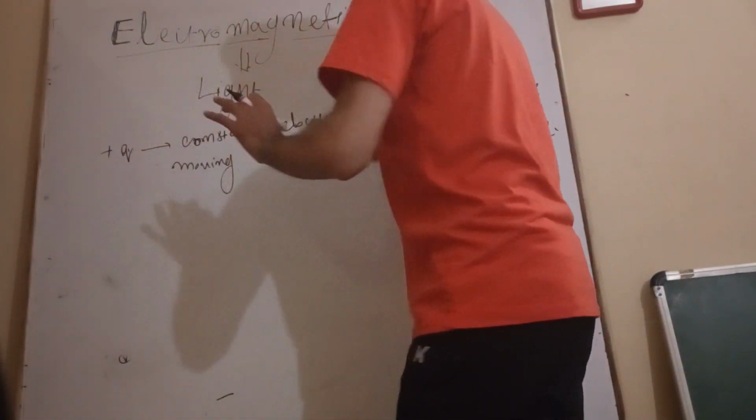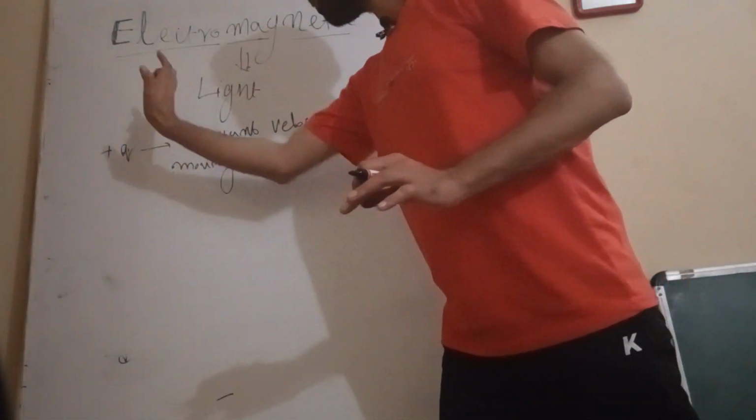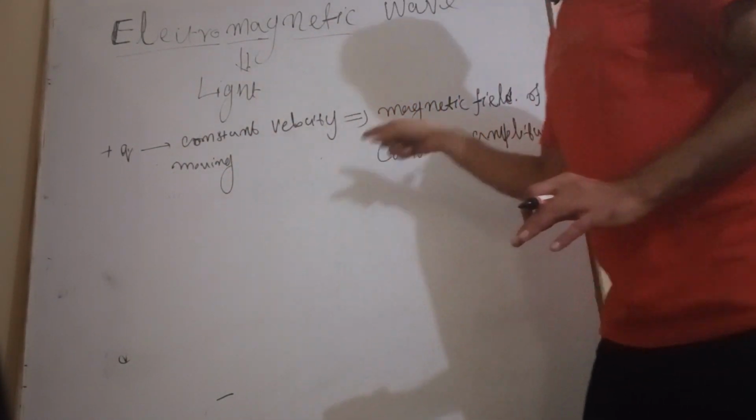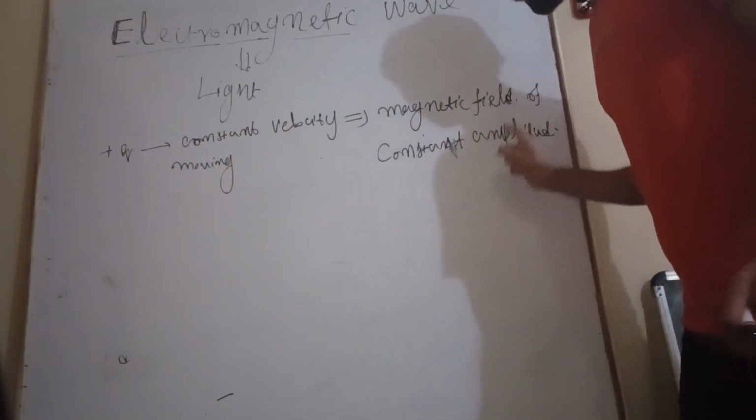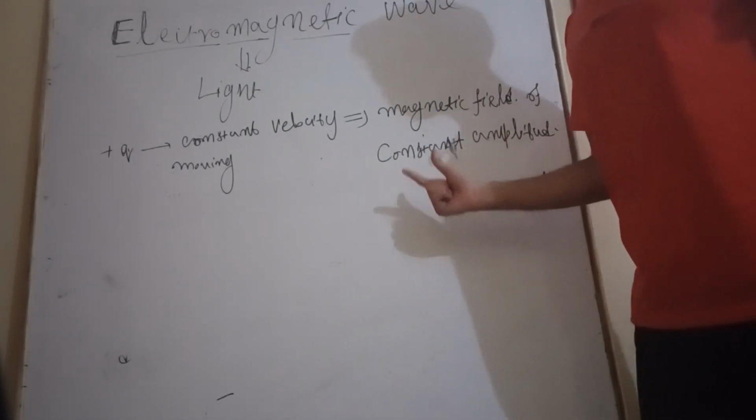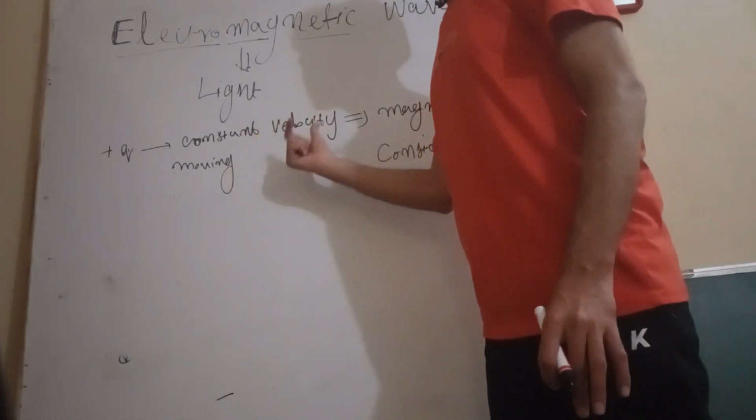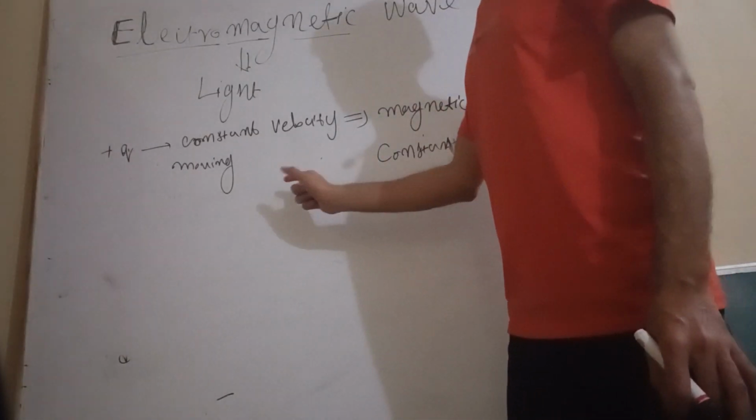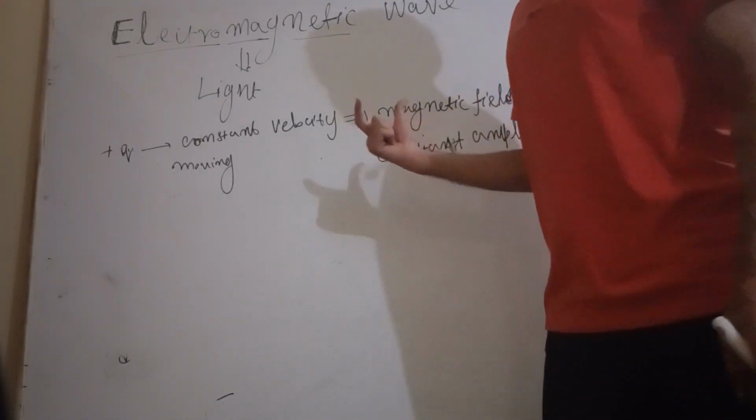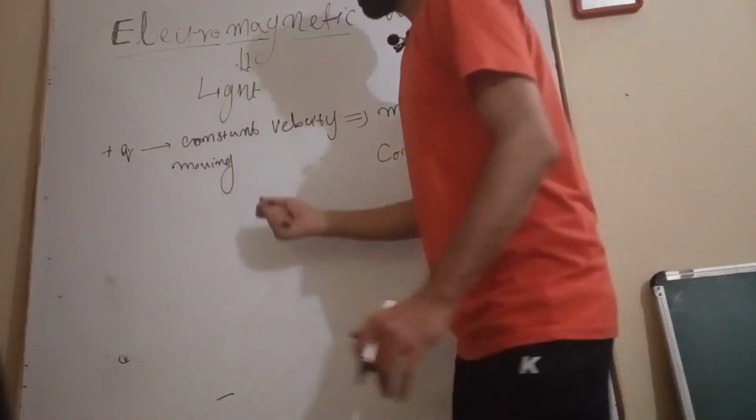This is only when the charge is moving. When the charge will start moving, then there is current. If there is a current, there is a magnetic field. But this magnetic field is a type of constant amplitude. Or we can say it's like a DC current. So DC current, DC electric field, DC magnetic field, if the charge is moving with constant velocity.